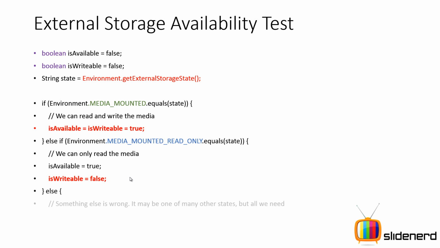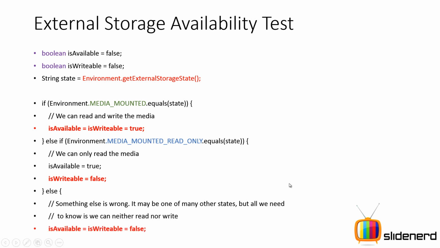And next, last but not the least, well, nothing is happening. It's neither mounted nor read only, which means you cannot access the external storage. In that case, something is wrong, and you gotta tell the user that, well, you cannot do anything. So isAvailable and isWritable are false. Now this is how you would be testing our external storage state's availability first, and then you'll be doing the required operations using the file output stream or file input stream.